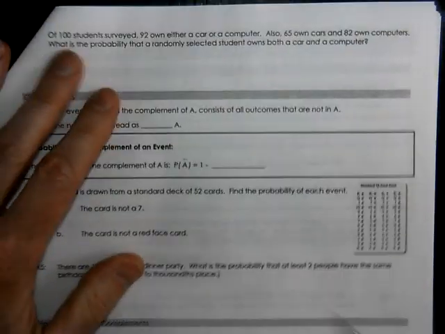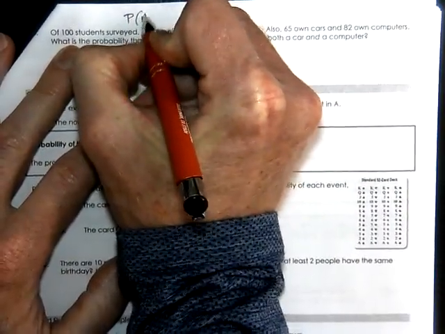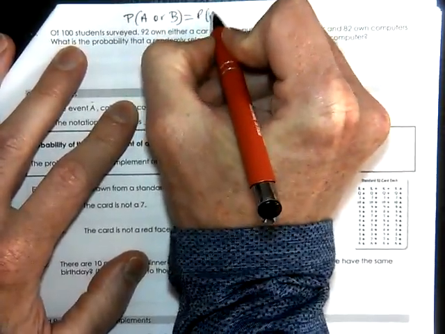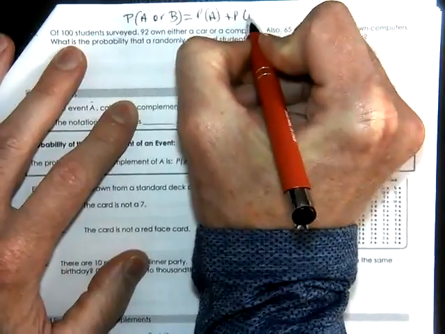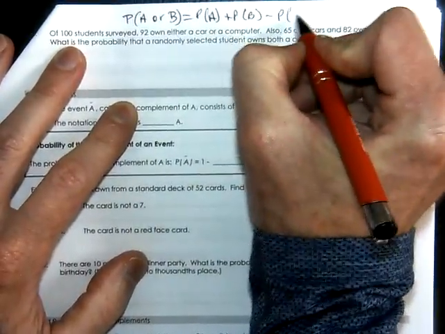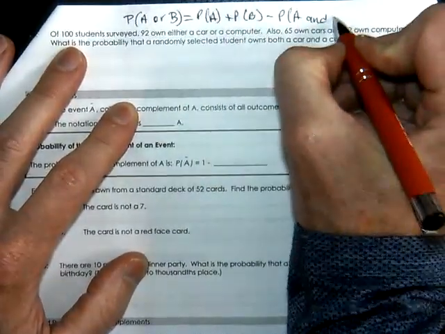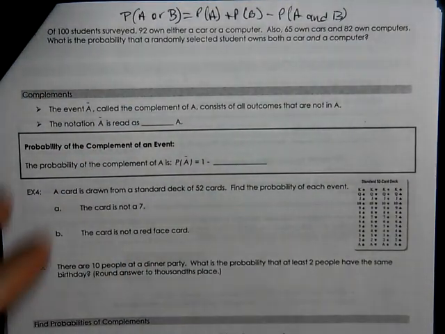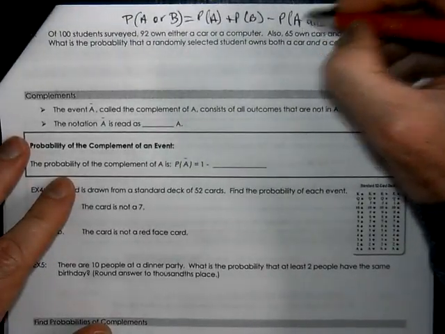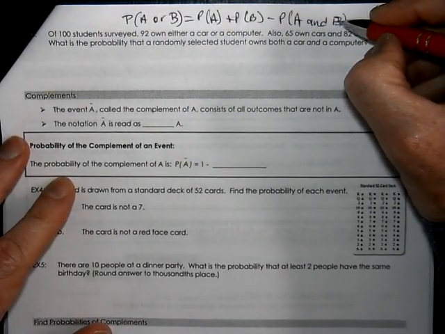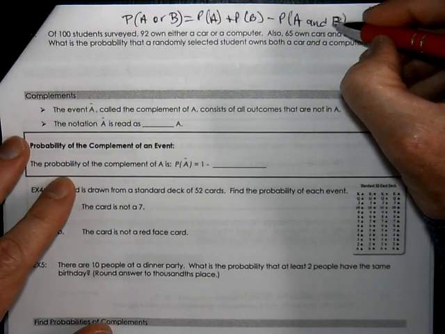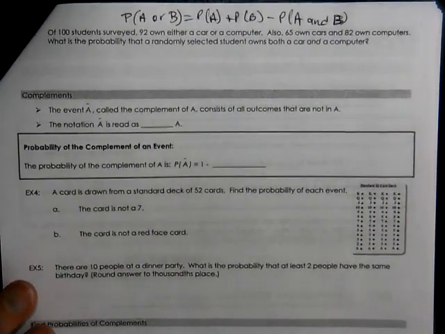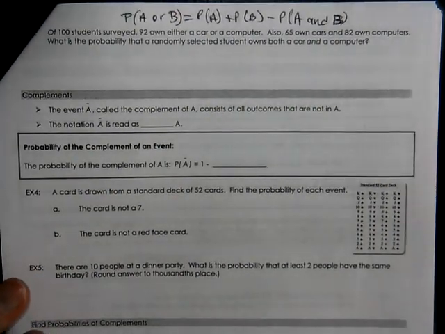So we have our formula that says the probability of A or B is the probability of A plus the probability of B minus the probability of A and B. That's in situations where they overlap. That's not in every situation. There are some situations where A and B are completely separate. They can't overlap. But we talked about the cards where they do overlap.